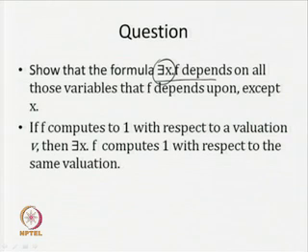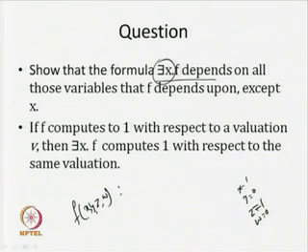The second one is saying that if f computes to 1 with respect to a valuation v. Say if f is a function of x, y, z, w, I can have the evaluation of this function, say x equal to 1, y equal to 0, z equal to 1, and w equal to 0. With respect to this valuation, I am going to have some value of this function. So, if this valuation computes 1, then what it is saying is that there exists x f also computes 1 with respect to the same valuation. Now, what we have to show is that there exists x f will also compute 1 with respect to the same valuation.